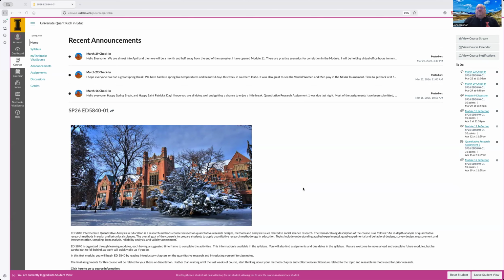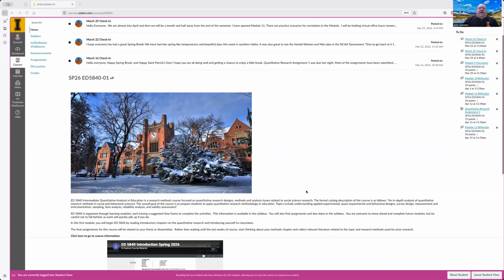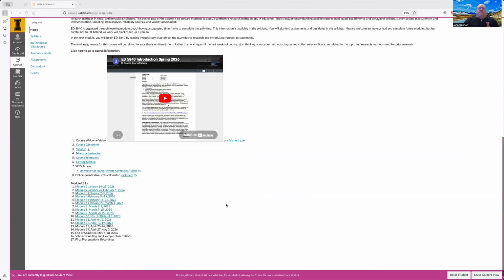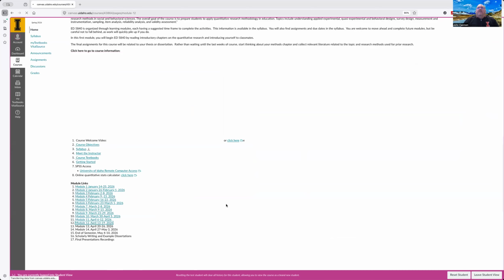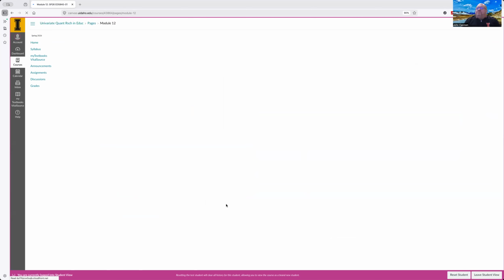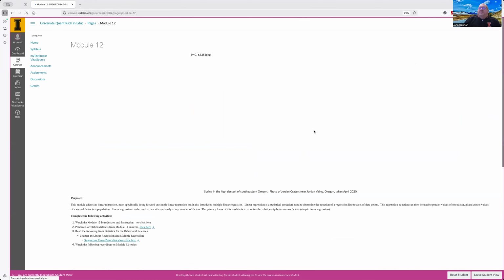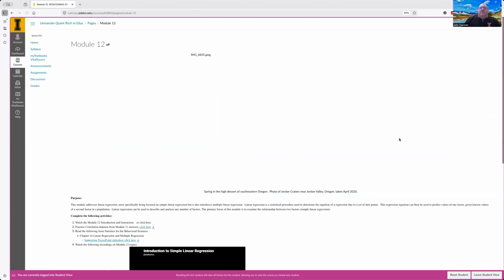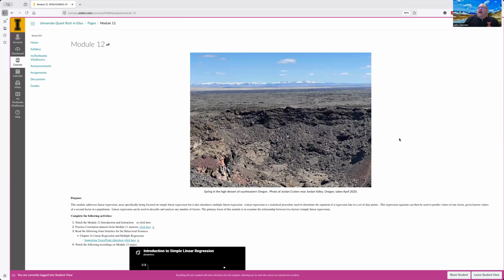So I'm sharing my screen. We'll go ahead and enter Module 12 and get going. This takes us to a new concept in quantitative research. It's loading up. This will take us into regression, both linear and multiple regression.